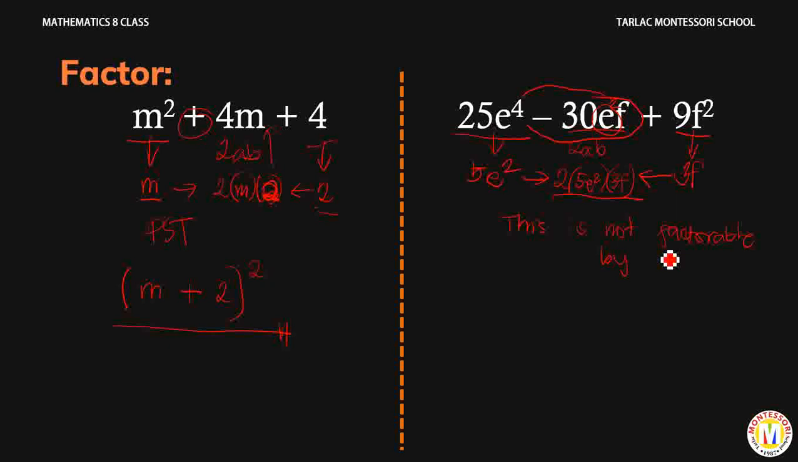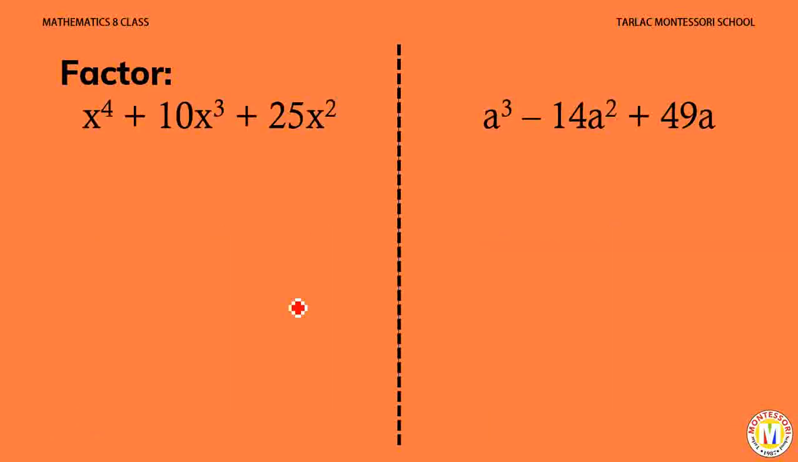So again, hindi po siya factorable by perfect square trinomial since it doesn't comply with our three requirements for a perfect square trinomial. So next, another example: x raised to 4 plus 10x raised to 3 plus 25x squared. Is the first term a perfect square number? Yes. So if we extract its square root, we'll have x squared. The last term as well is a perfect square number, so if we extract its square root, we'll have 5x.